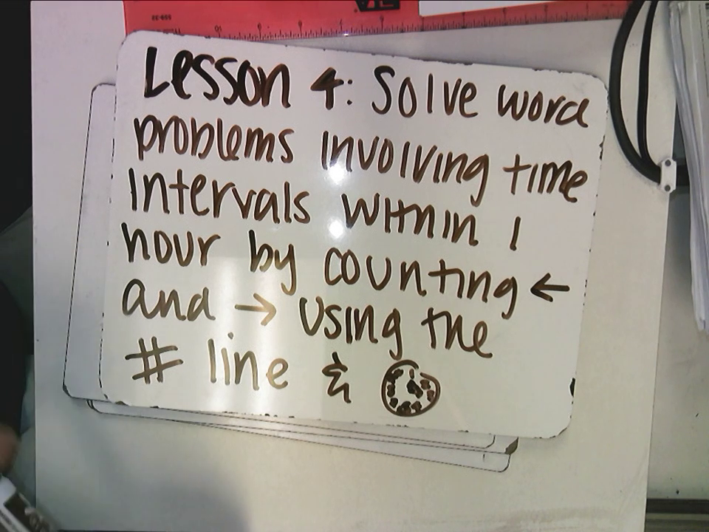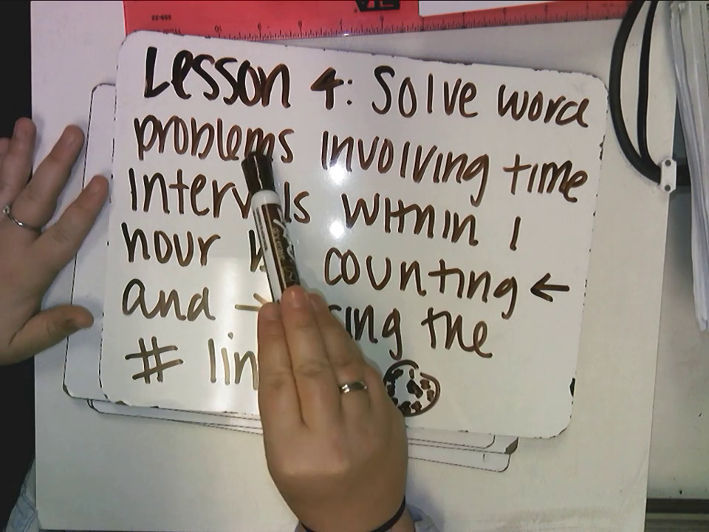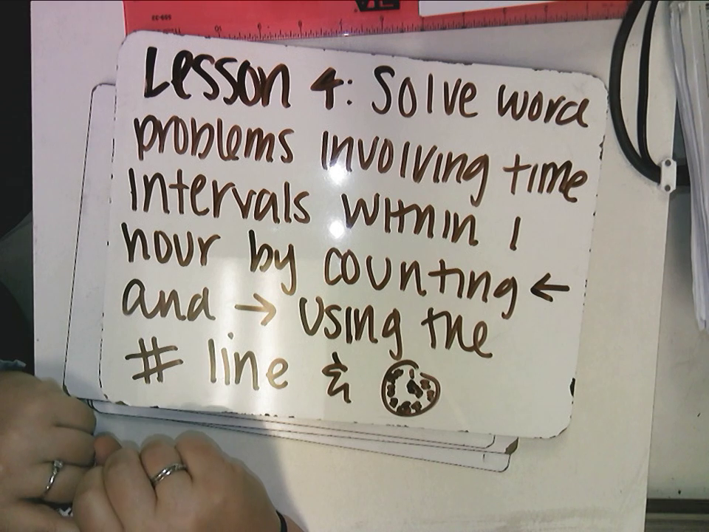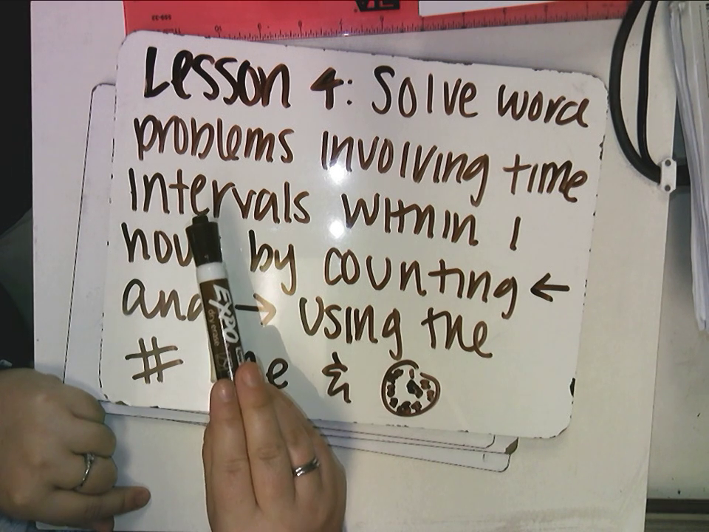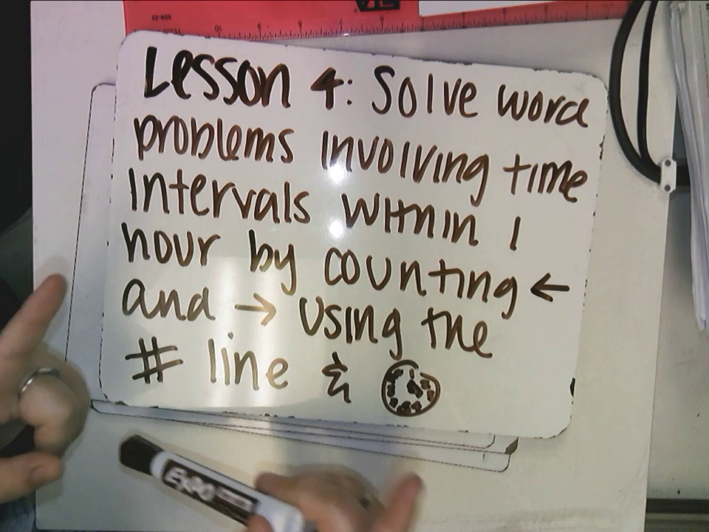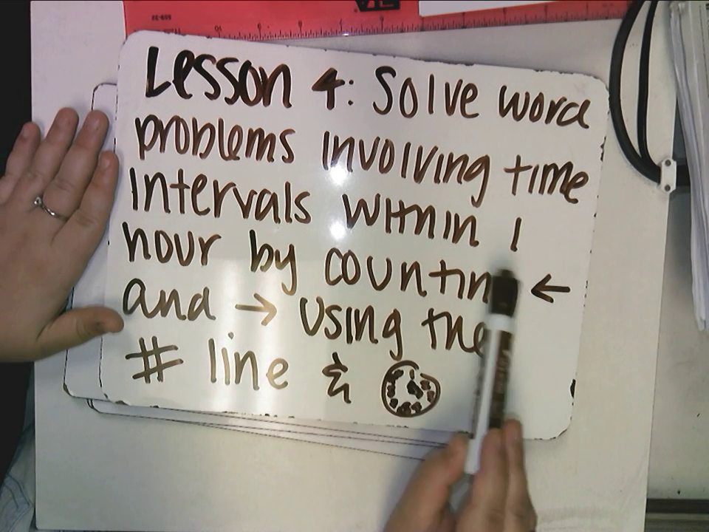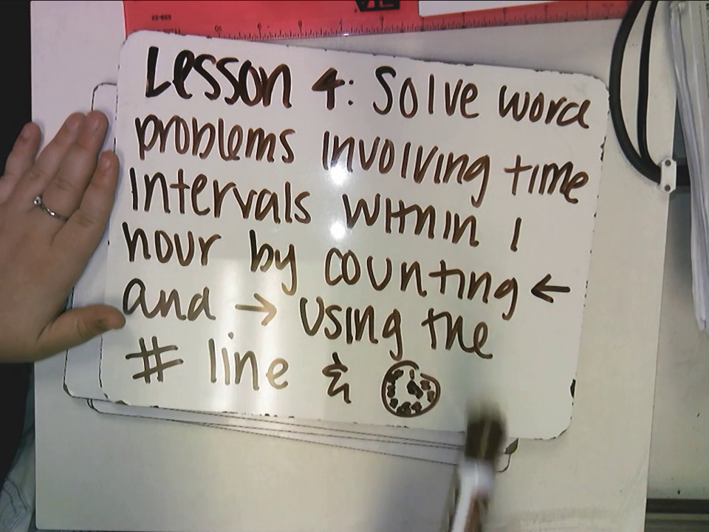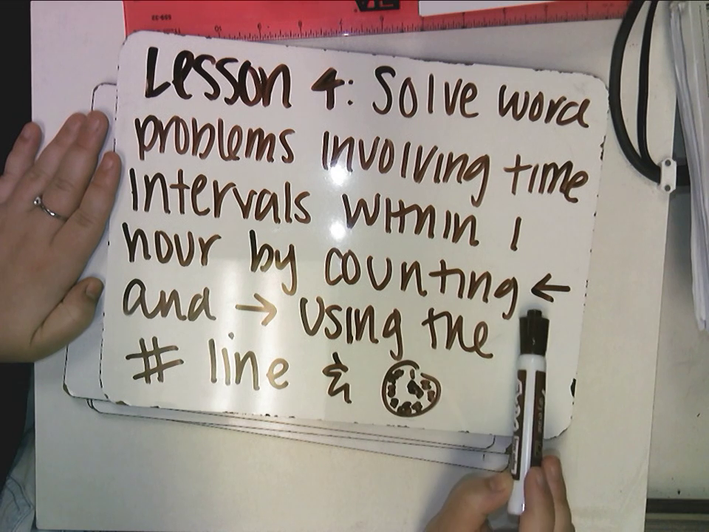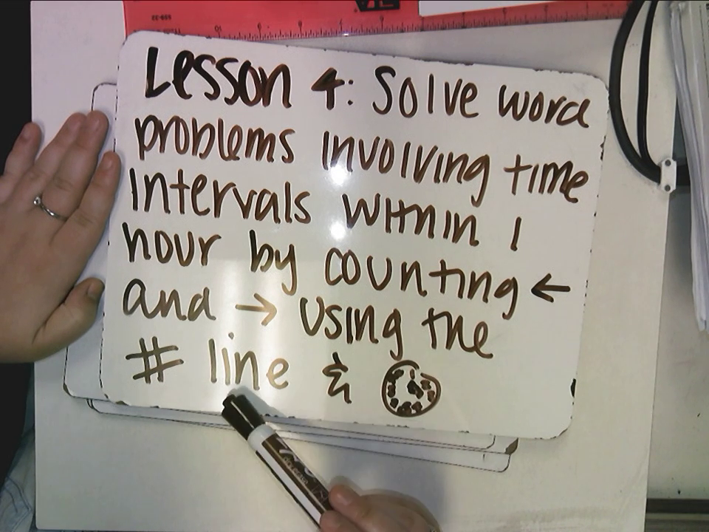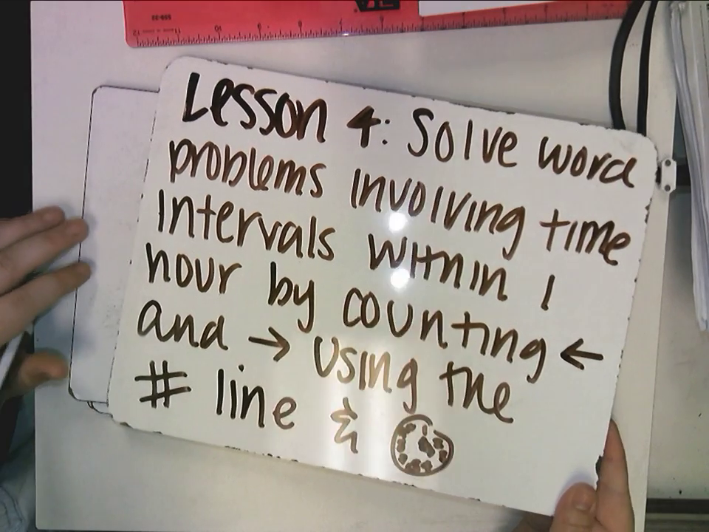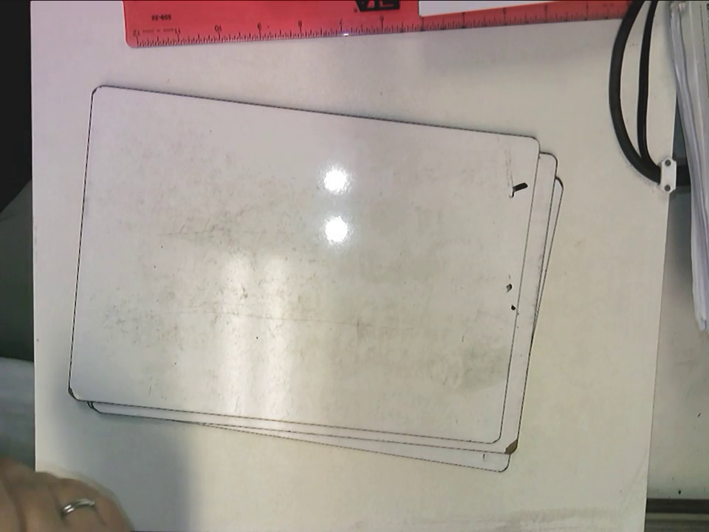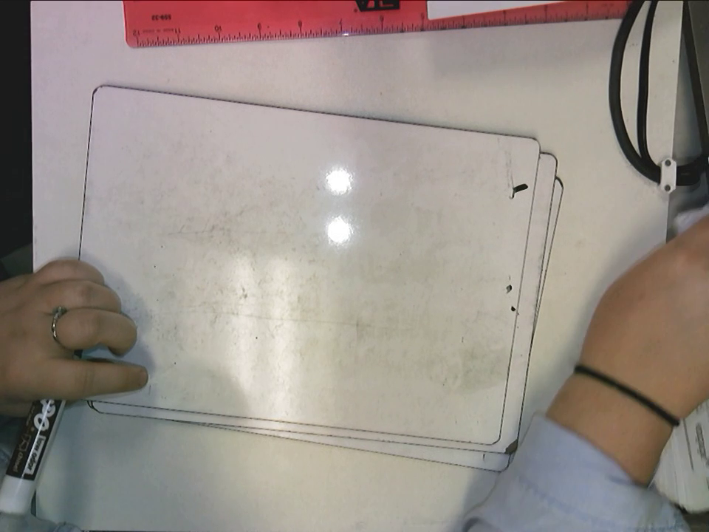So again, I'm going to break it down for you. Here's solve word problems. So problems with words involving time intervals. Remember, time intervals are just short amounts of time that are measured within 1 hour. So this is all going to be within 1 hour, counting backwards and forwards using the number line and the clock. All right, so that's our objective today. That's what you are going to know how to do by the end of this lesson. Whoa, mind blown. So awesome.